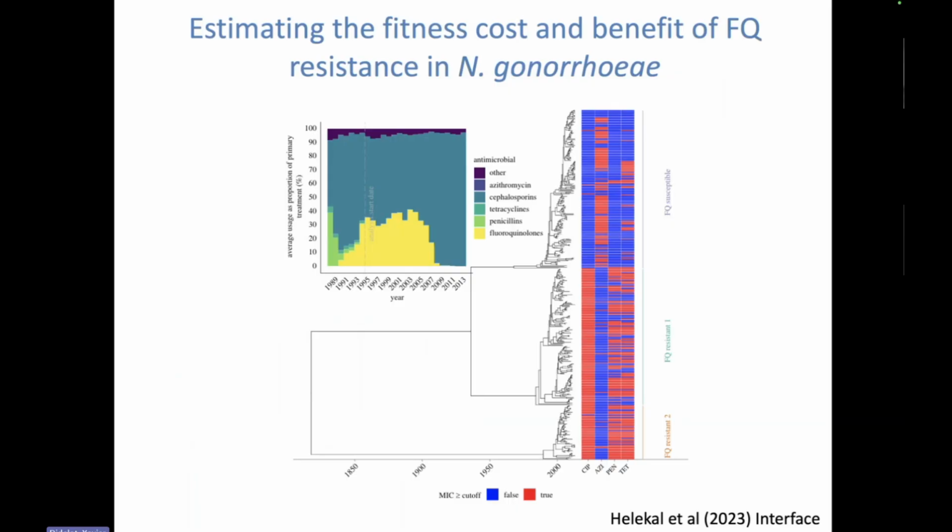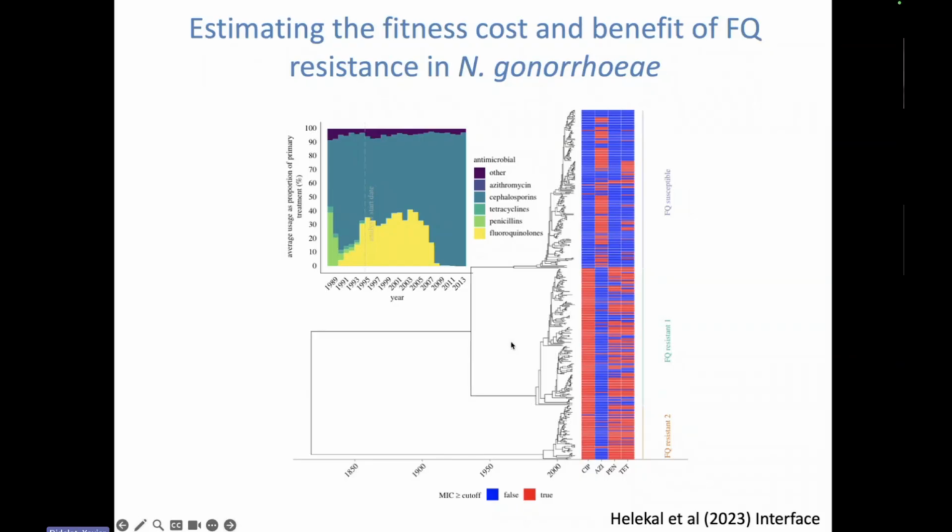And so that brings us to this study by David Helekal, who was a PhD student of mine at the time, where we were bringing all those ideas together to estimate the fitness cost and benefit of fluoroquinolone resistance in gonorrhea using genomic data. So that's the key difference compared to the previous study I was showing you: now we're using genomic data. So the data we had looked like this. We built a data tree, which is shown here, and we know for each isolate whether it's resistant or not to different antibiotics here.